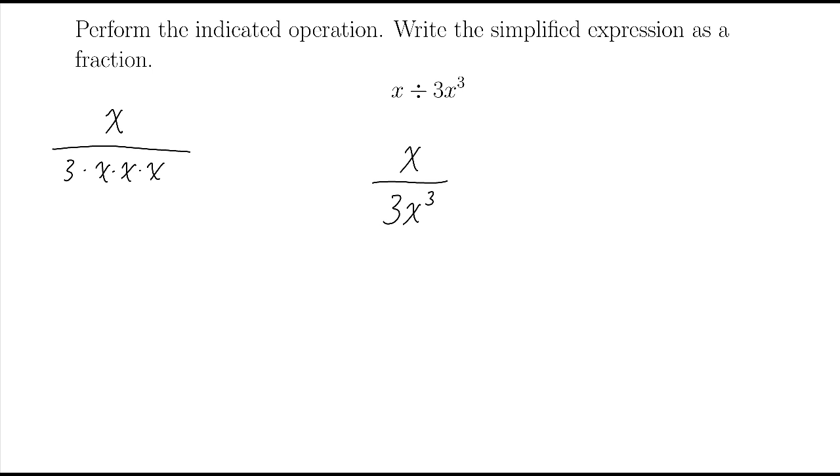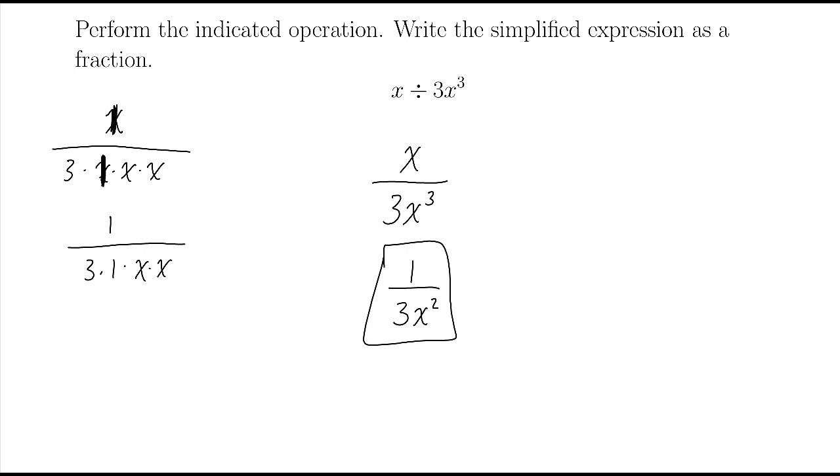Well, this x on the top divided by this x down here is going to give you a 1, right? So this is really just 1 over 3 times 1 times x times x, right? That's the simplified version of it. Well, let's put all that together. 3 times 1 is 3, times x is 3x, times x is 3x squared. That will give me 1 over 3x squared.